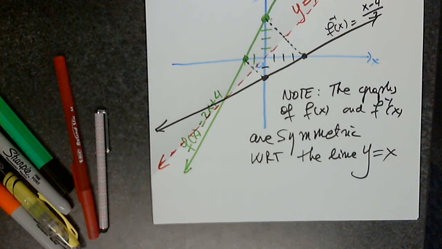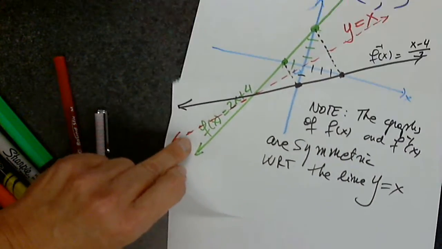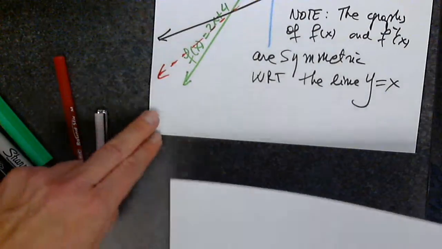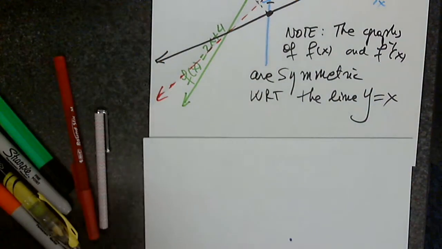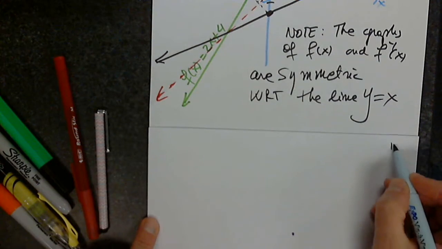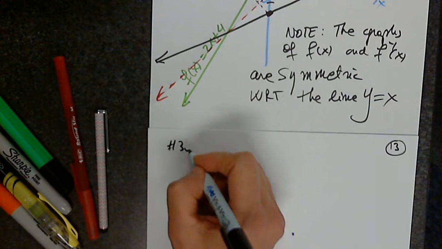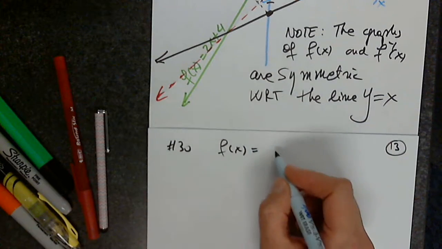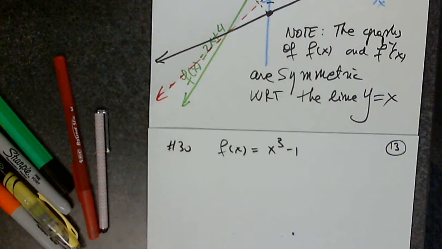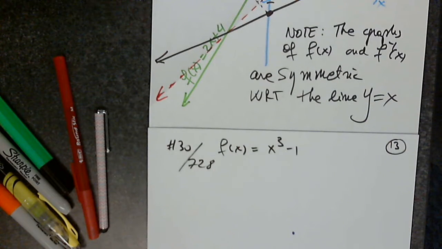And here is one, problem 30. Any questions on this? So the graphs of f and f inverse are symmetric with respect to the line y equals x. Always. Always for any function. So let's say problem 30. We have f of x equals x to the third minus 1. Yes, 728. Thank you. I forgot to mention that. Sorry about that.